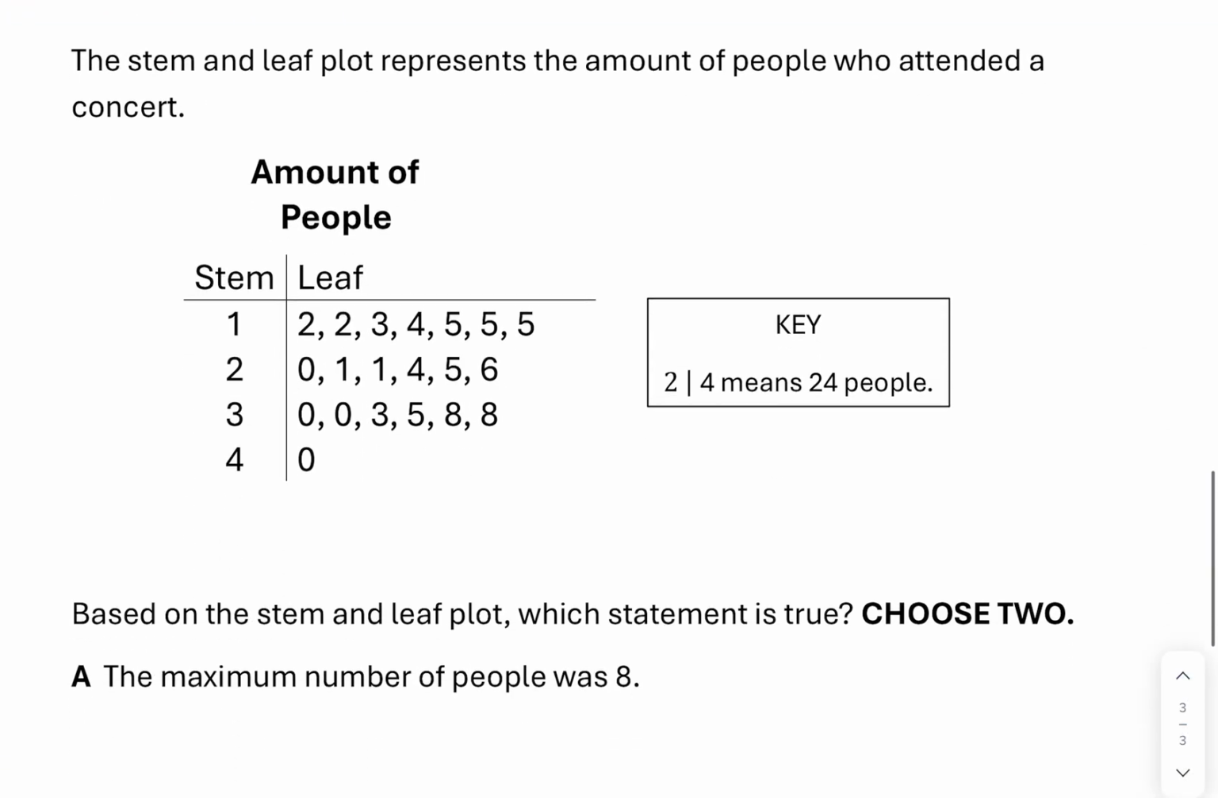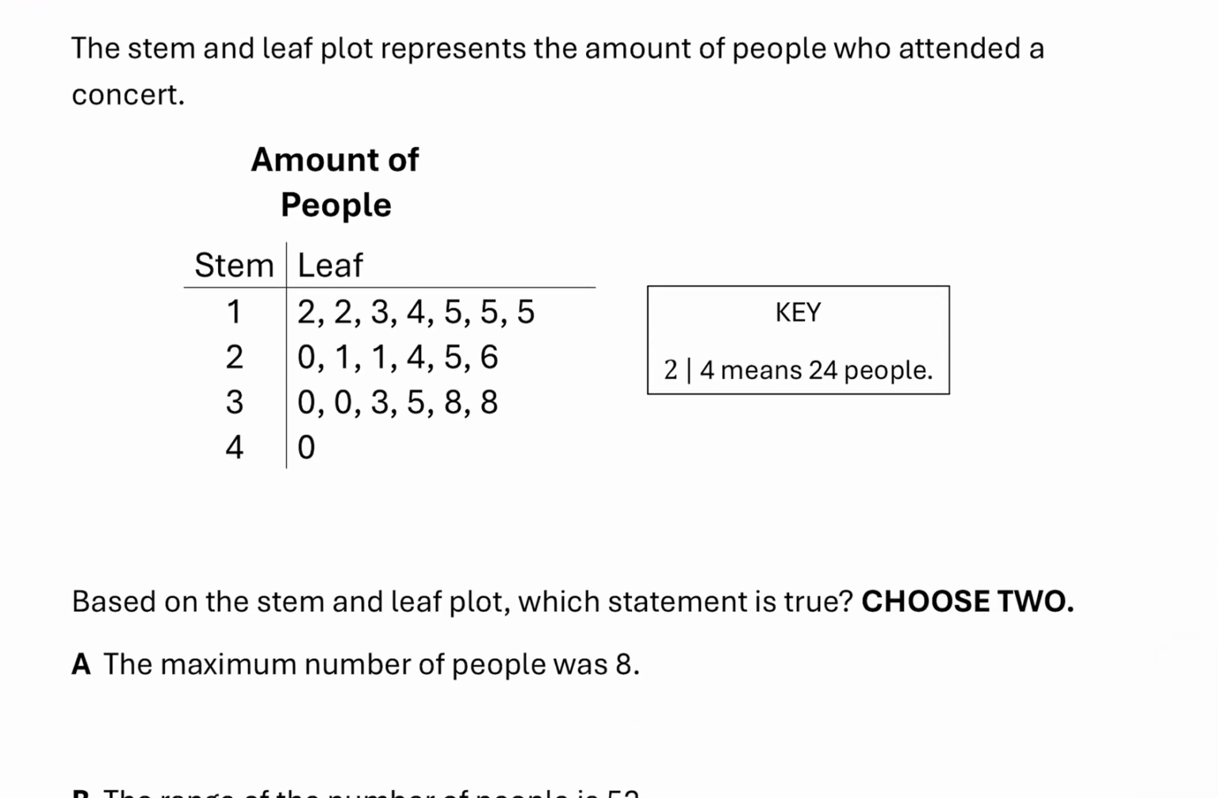All right. Second page. The stem and leaf plot represents the amount of people who attended a concert. So these are people. So first thing we're going to do, like I said, we're going to write out our list. Notice this is a lot of numbers, so you're going to have to write small.